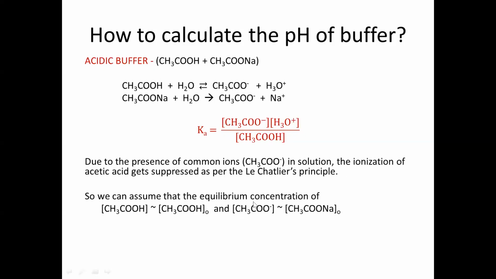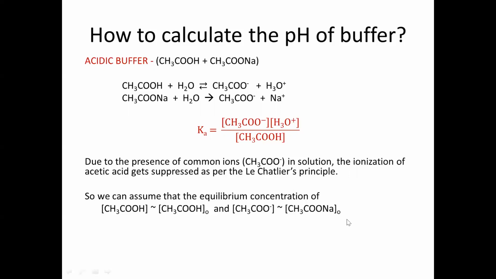And we say that the acetate ion concentration at equilibrium can be assumed to be equal to the concentration of salt initially added. This also holds true because the acetate ions coming from acetic acid are negligibly small. So whatever acetate ions are present in the solution are taken to be completely from the salt itself. So these two assumptions hold true in the presence of a common ion.